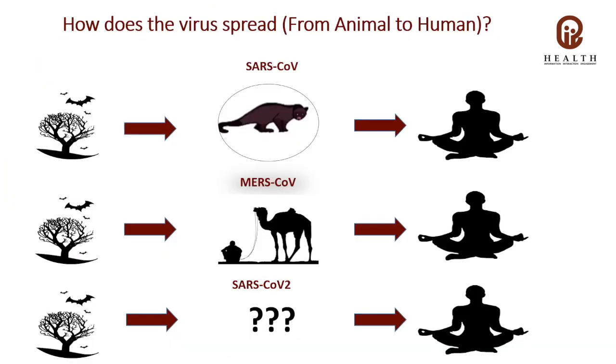As mentioned earlier, the nature of the disease is zoonotic. SARS is coming from civet cats and is infecting humans. MERS is coming from infected camels. But the animal reservoir for COVID-19 is yet to be discovered.